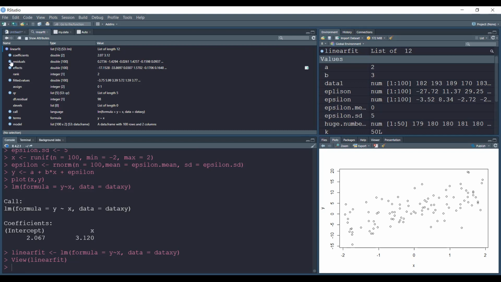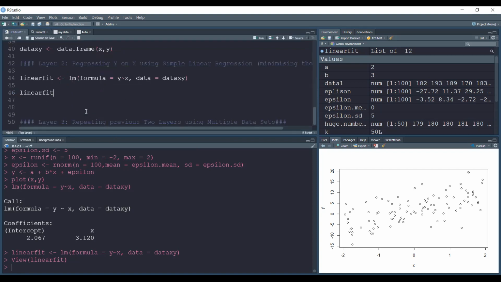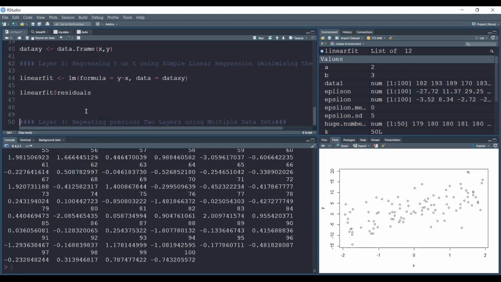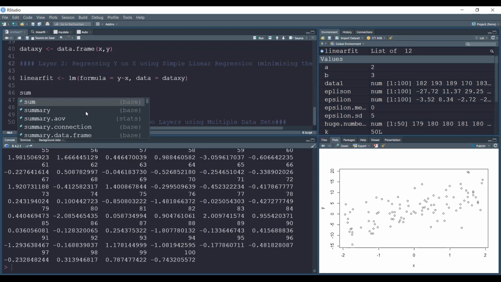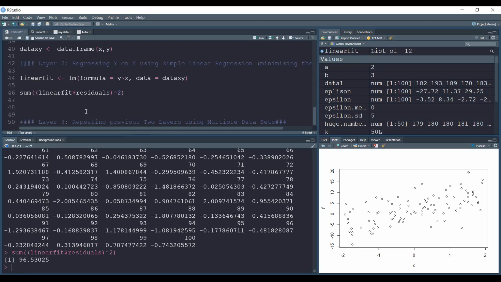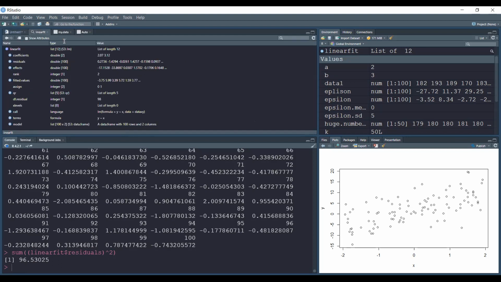So how do you get them? Can I type linear fit? Yeah, these are all your residuals. So you can actually square them, because it's the residual sum of squares, right? You can square them and take their summation. And I wonder if that appears somewhere, 96.53. Was it somewhere over here? 96.53. Okay, so apparently we have to work it out ourselves. It's not in this summary, something like these diagnostics.